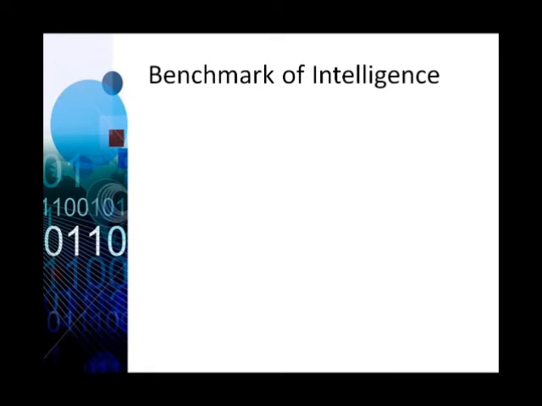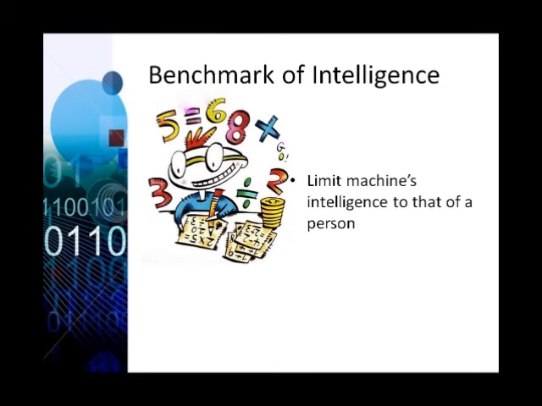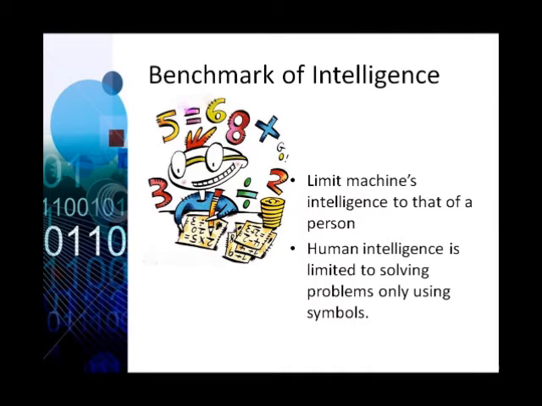In the Turing test, the benchmark is the human level of intelligence. The Turing test must limit the machine's intelligence to that of a person. For example, the machine is quicker and more accurate than a person calculating a mathematical problem. The test limits the human intelligence to solving problems only using symbols.